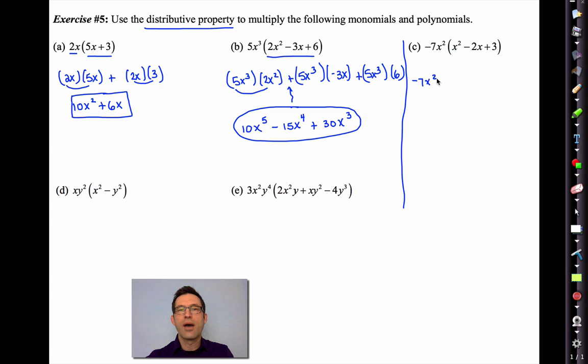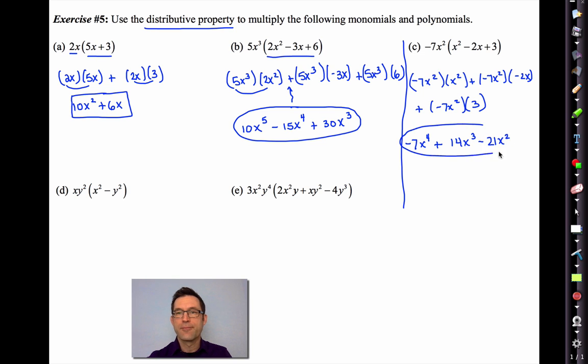If you haven't written out these initial steps, but you find that you're getting the answers right, oh my goodness, I don't think I have enough room. Sorry about that, folks. We'll just have to bring it down to another line. But if you're finding that you don't have to write this first line out, you're getting the answers correct, that's great. Eventually, I'll stop writing it as well. Negative 7x to the 4th plus 14x to the 3rd minus 21x squared. Let's take a look at the next one.